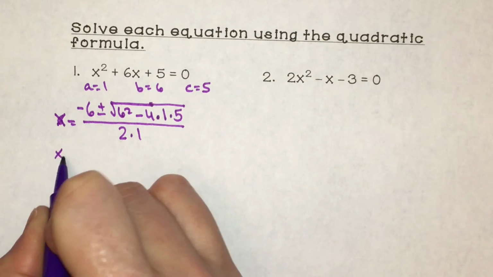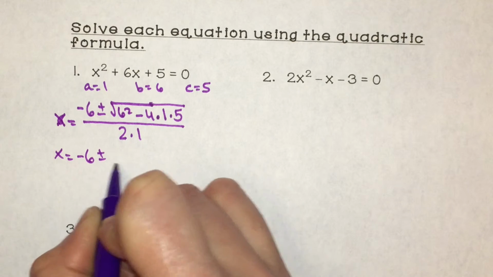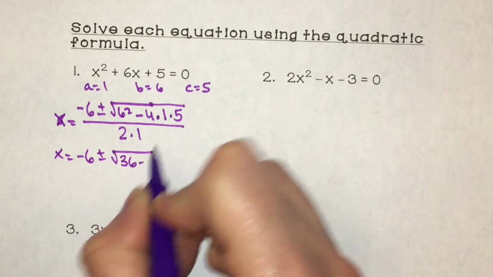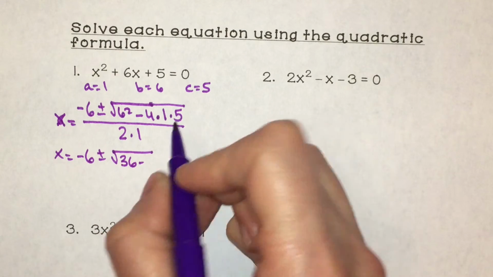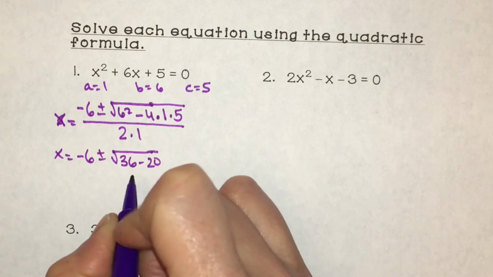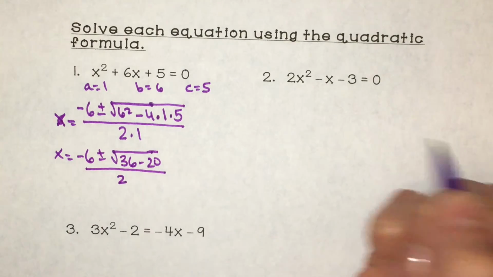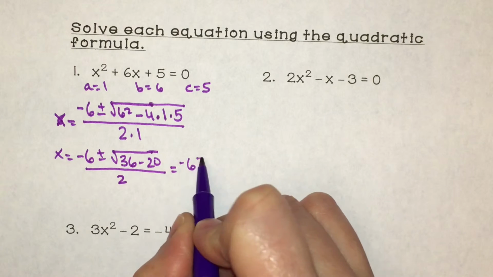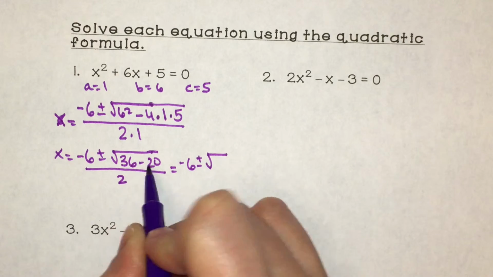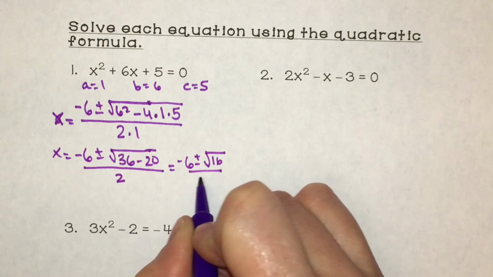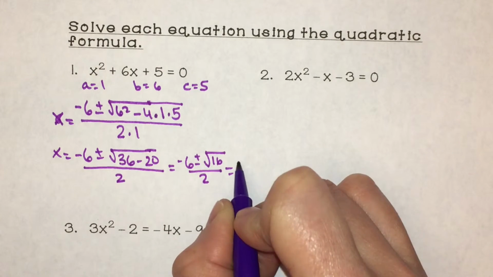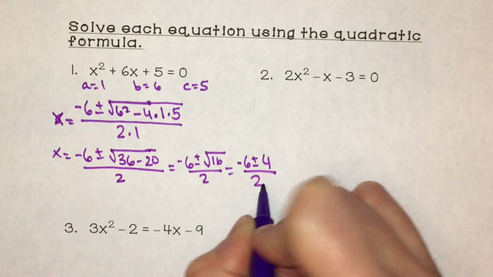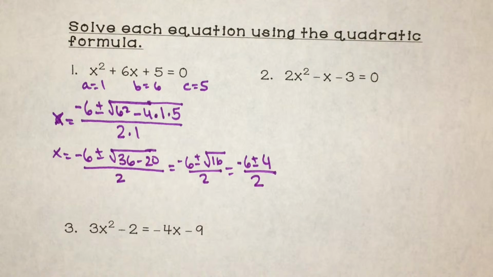All right, so x equals -6 plus or minus the square root of 6 squared is 36 minus 4 times 1 is 4, 4 times 5 is 20, over 2 times 1 is 2. I'm just going to reduce it this way because I'm running out of room. -6 plus and minus the square root of 36 minus 20 is 16 over 2. So we have -6 plus and minus square root of 16 is 4 because 4 times 4 is 16 over 2. Now I can pull out my 2 answers.